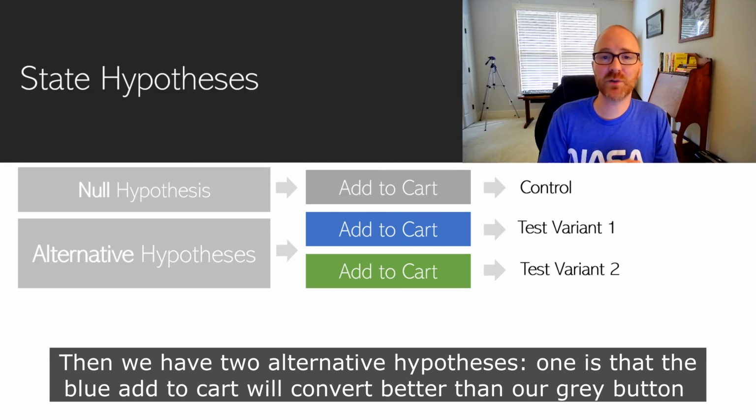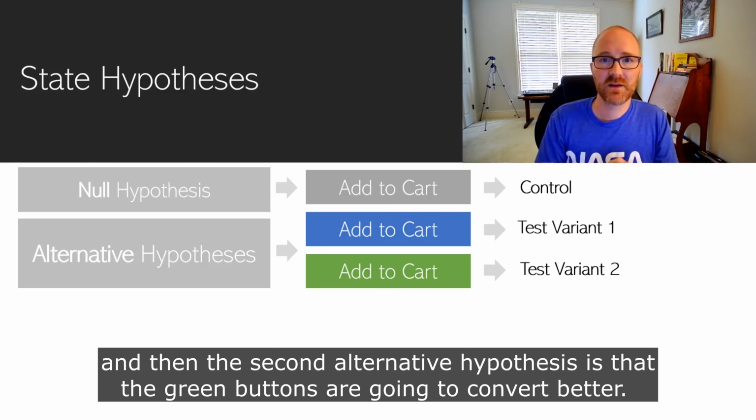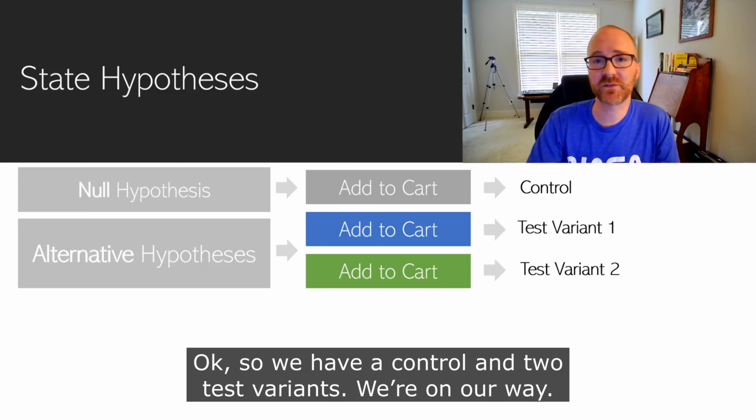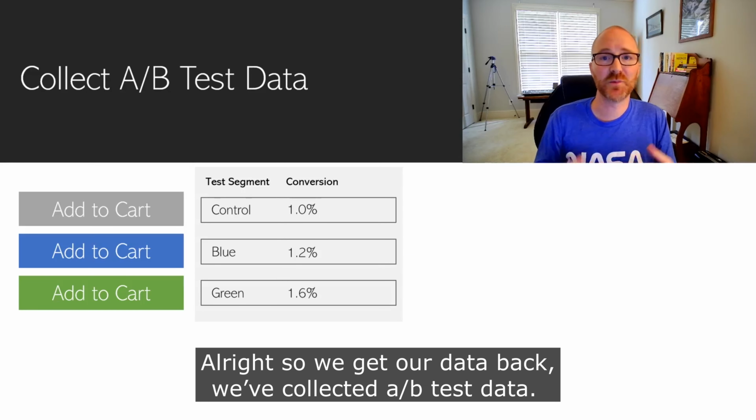Then we have two alternative hypotheses. One is that the blue add to cart will convert better than our gray button. And then the second alternative hypothesis is that the green buttons are going to convert better. Okay, so we've got a control and two test variants. We're on our way. All right, so we get our data back.